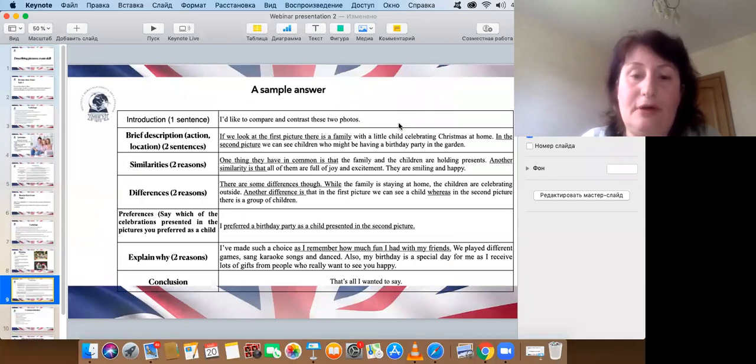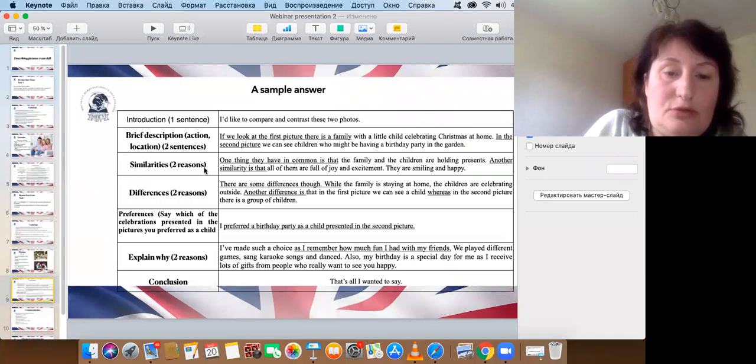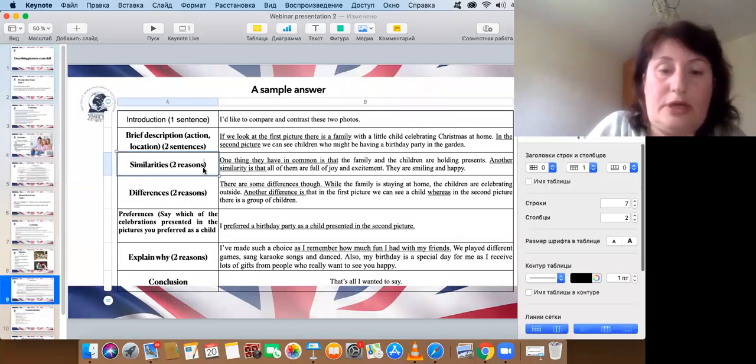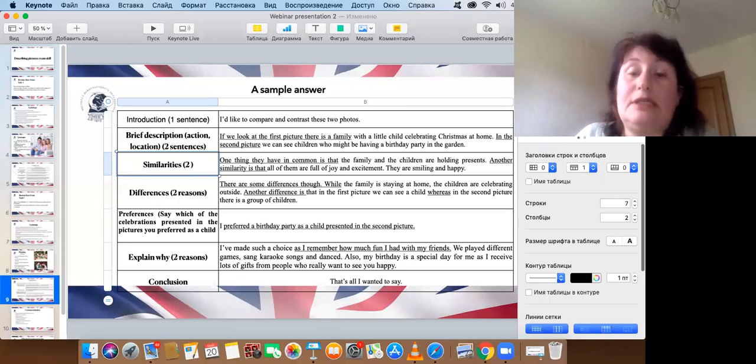Again, I tried to give 2 sentences. I'm sorry, I wrote 2 reasons. Okay, 2. Just two. One thing they have in common is that the family and the children are holding presents. Another similarity is that all of them are full of joy and excitement.